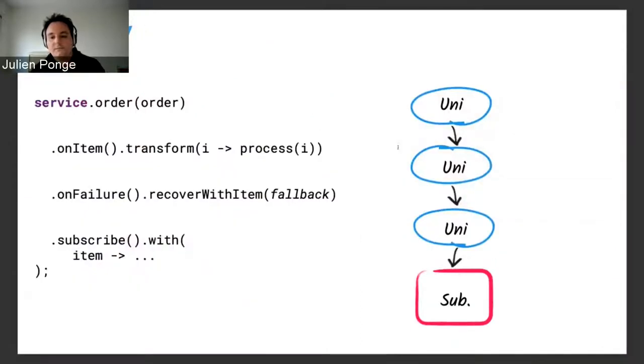This is why we created something called Mutiny, which is, we think, a more approachable approach. When we want to compose things, we have readable operators. If you want to transform the value to something else, we say onItem().transform, and we have a lambda to say how we want to transform things. If we want to react to a failure, we say onFailure, then do something. So this is for navigability. And we have operators where you can come back to the code maybe 6 months later and understand what's going on, which is not always the case if you use other libraries with functional idioms, which can be complicated.